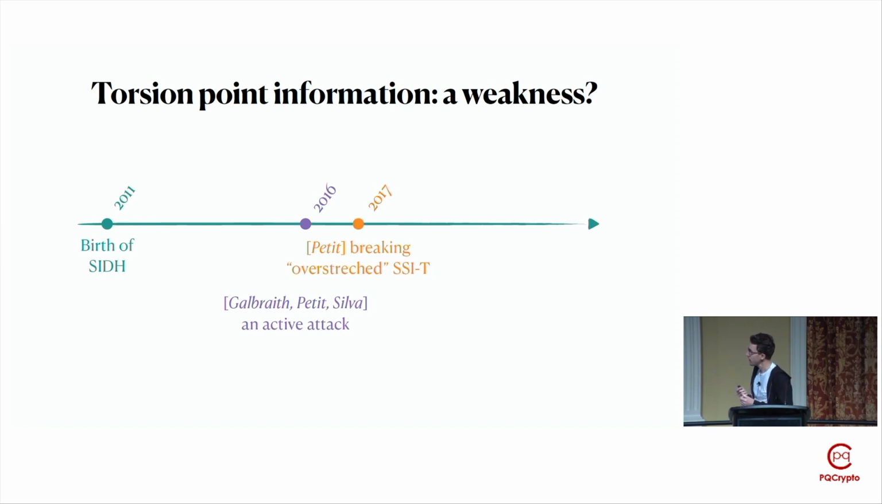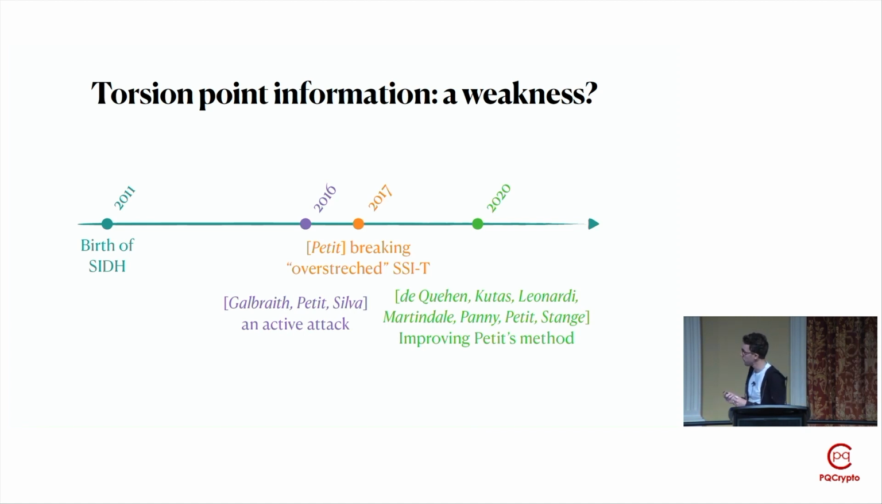The first passive attack came a year later when Petit showed how you could break some overstretched version of SSIT. Overstretched means that the amount of torsion information that is revealed is enormous, much bigger than what is actually revealed in SIDH. But he shows that if you have enough torsion point information, then you can break the SSIT problem. This was improved in 2020 by a few authors, where the improvement comes in reducing the amount of torsion point information that is required for the attack to work. Still far short from breaking actual SIDH parameters. The amount of torsion point information required there was still large.